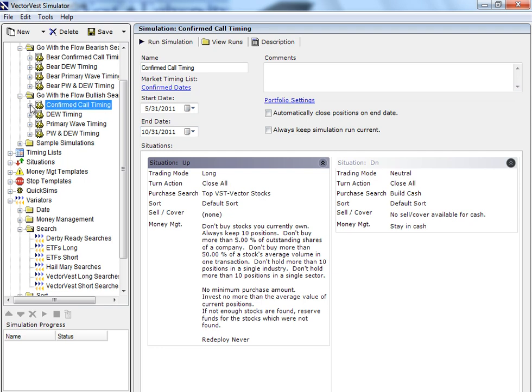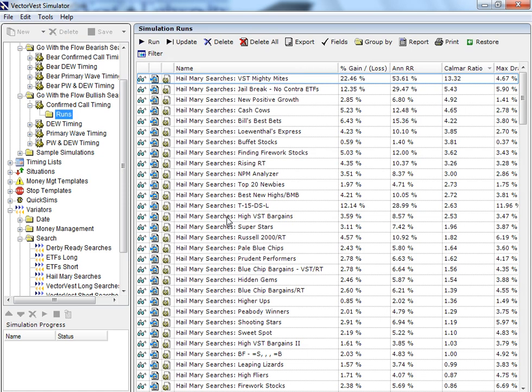We're on the confirmed call timing. If we look at the runs, I'm sorting my results now by Calmar ratio. Calmar ratio looks at the maximum drawdown relative to the compounded rate of return, and it kind of shows you how much gain for how much pain. I use this as my default sort because I may get a very nice return, but here I had a 12% return with an almost 12% drawdown, relative to VST Mighty Mites, which had a 22.5% gain and only a 4.67% drawdown.